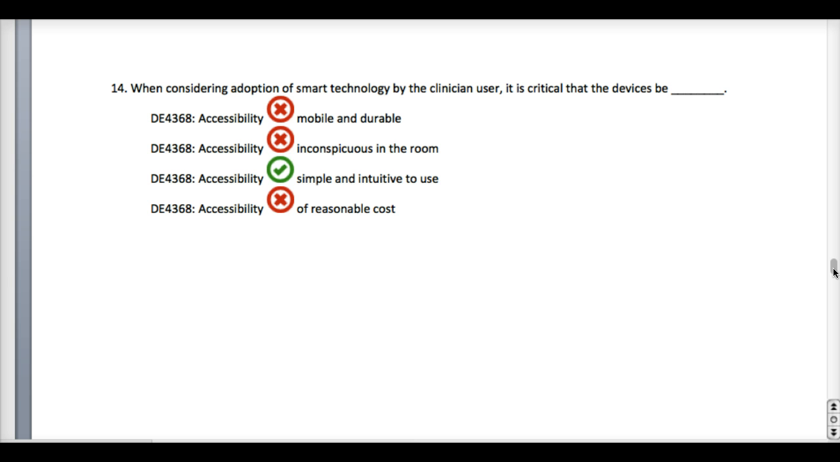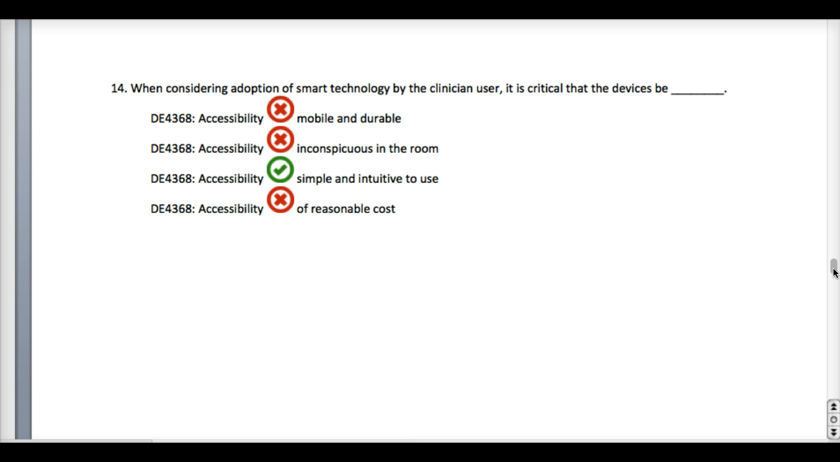When considering adoption of smart technology, it's crucial that the devices be mobile and durable. Well, that sounds like it is a good answer, so let's keep it. Inconspicuous in the room. That's not the best answer for this. It's not going to be the key determinant when considering adoption of technology.